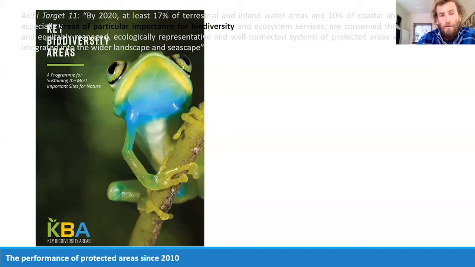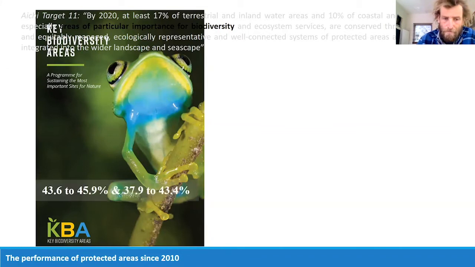They're not expected to be all covered in protected areas, but we nonetheless wanted to see how well they're covered. Between 2010 and 2020, terrestrial protected areas' average coverage of KBAs increased from 43.6% to 45.9%, which is pretty good. Again, the nations aren't required to have all of them in protected areas, but if these are really important sites for biodiversity, and they're half protected, maybe we need to think about that.